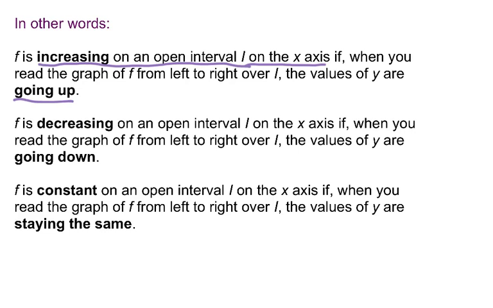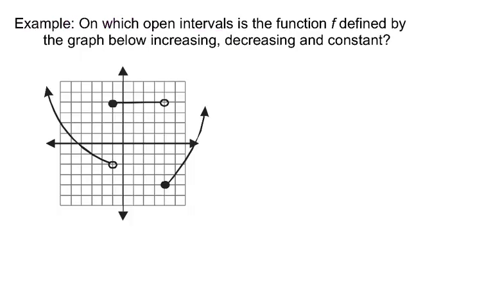F is decreasing on an open interval on the x-axis if whenever you read the graph from left to right, the values of y are going down. And f is constant on an open interval on the x-axis if whenever you read the graph of f from left to right over that interval, the values of y are staying the same. Let's see if that makes sense with an example.